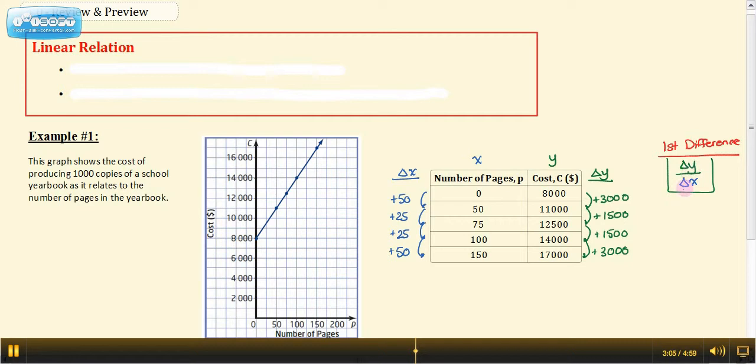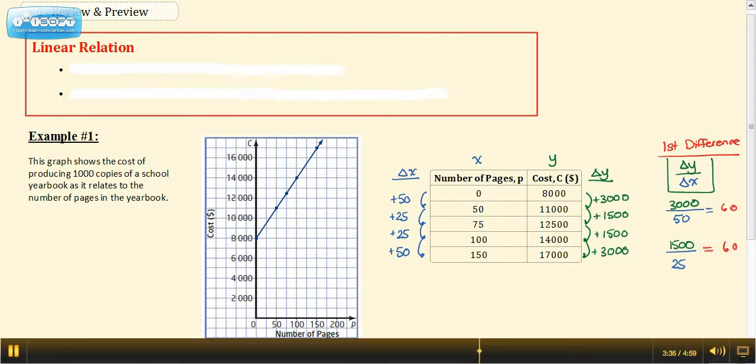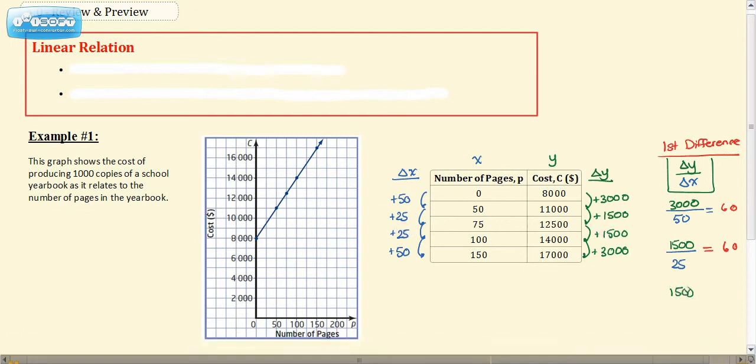So, if I take my delta y, which is 3,000, and I divide that by my change in x, which was 50, I will get 60 as my first difference for the first row. If I look at my second row, I have 1,500 and divide that by 25, I will get a first difference of 60. And if I continue this, another 1,500 with another 25, I will still get 60.